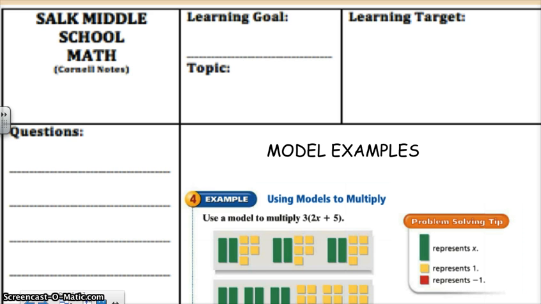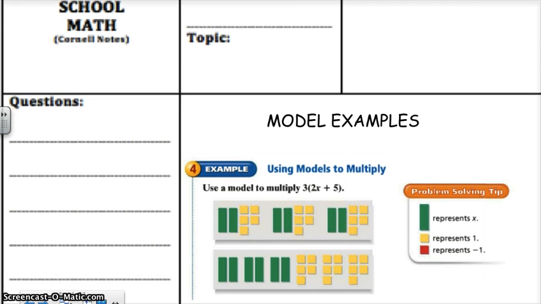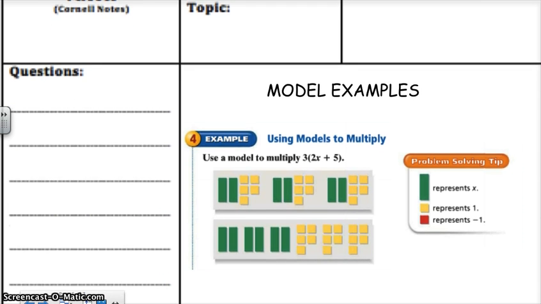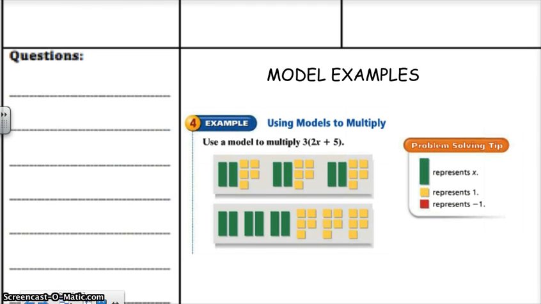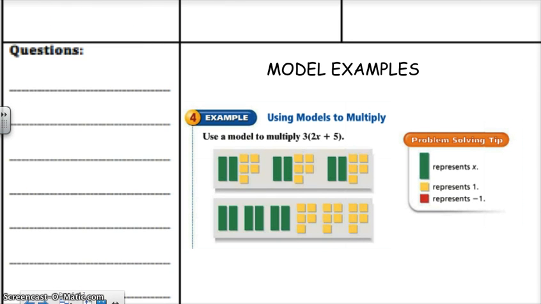I added a slide to this last night. I didn't include it on your note sheet, but I do want to expose it to you. Again, another thing that you might be assessed on is modeling. And the long green model represents x. This long one represents x. The yellow represents positive 1, and the red represents negative 1.